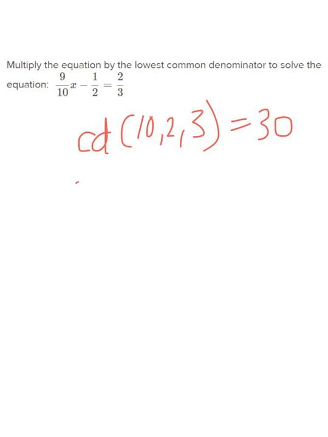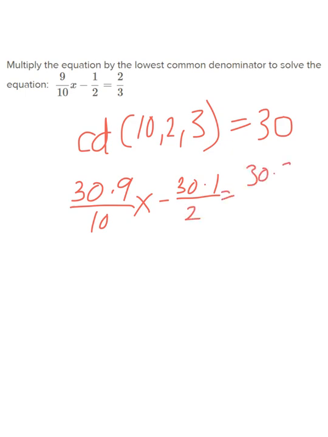So this is going to be 30 times 9 divided by 10x minus 30 times 1 divided by 2 equals 30 times 2 divided by 3. So remember, we want to divide first. 30 divided by 10 is 3. And then we want to multiply. 3 times 9 is 27.